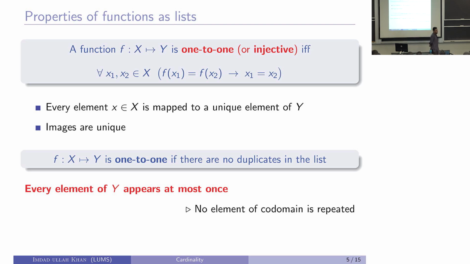So a function will be one-to-one if there are no duplicates in the list. No element in the codomain is repeated. That means no room number is repeated for more than one student, right? That means the function is one-to-one. That means everybody gets a unique room. Okay, is this clear?